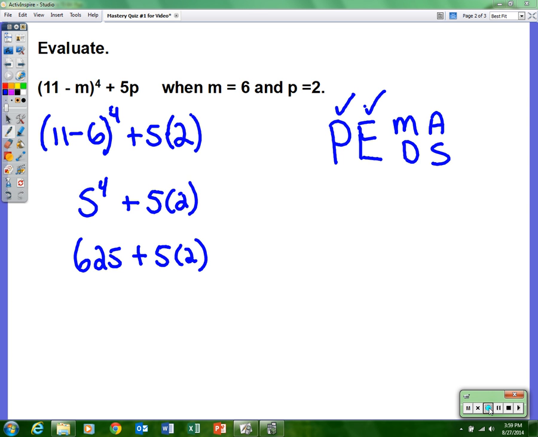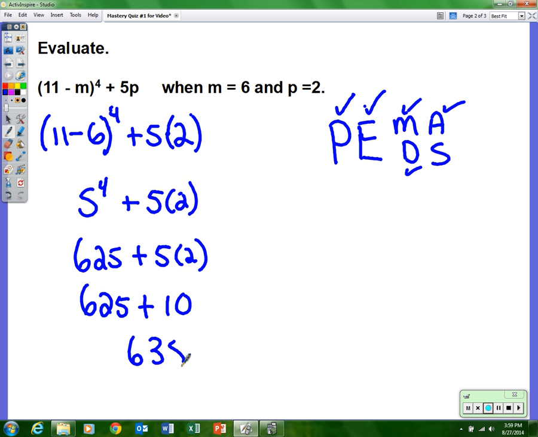now we're going to go ahead and do the multiplication, the 5 times the 2. So we still have 625 plus, and 5 times 2 is 10. So I did the multiplication. There is no division. So the next thing is addition or subtraction. Well, there's only addition left. So 625 plus 10, I believe, is 635. Voila! We have evaluated that expression.